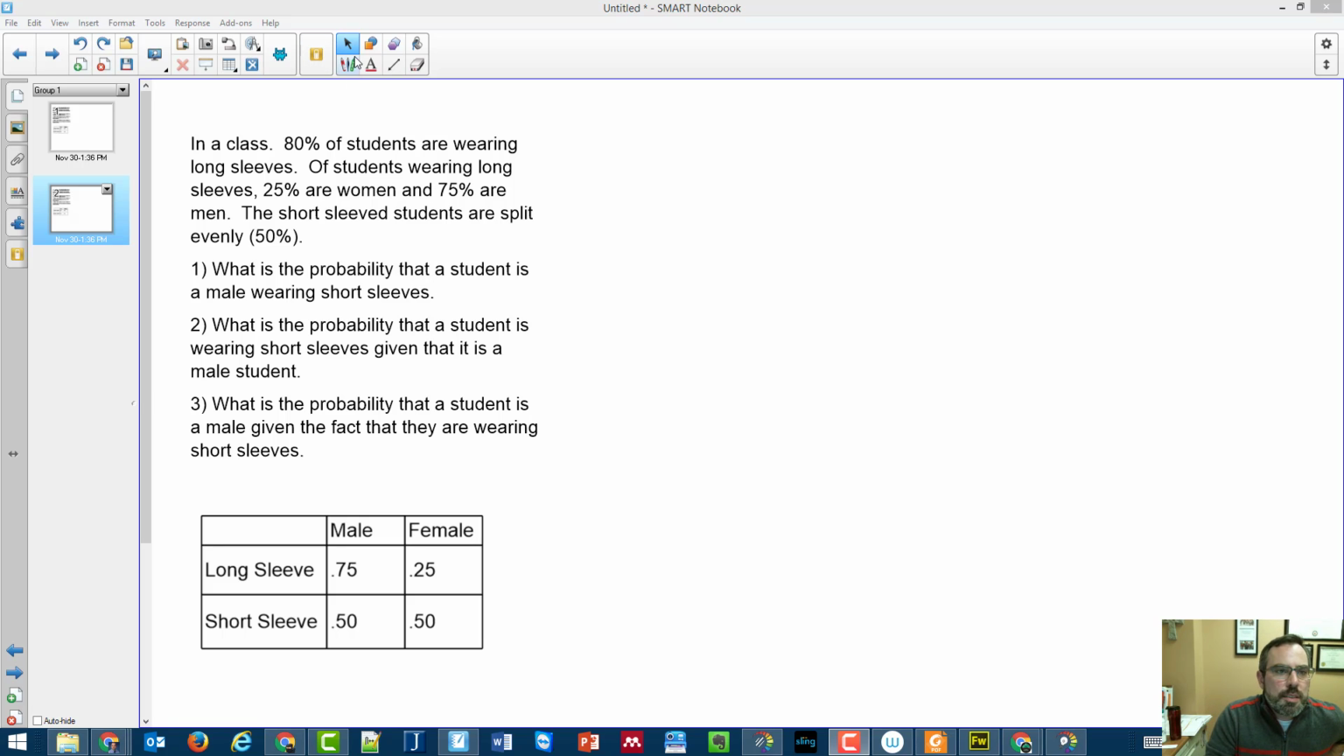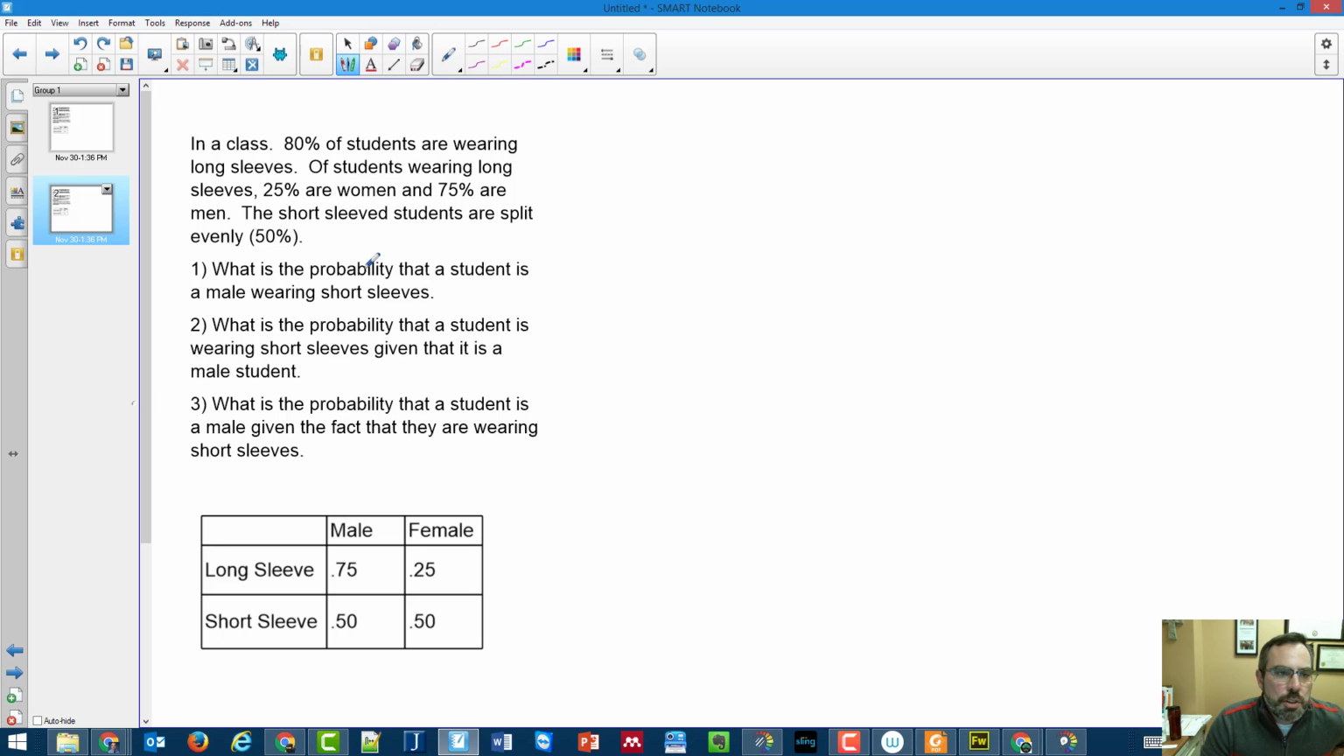Hey everyone, let's take a look at this question with regards to the tree diagrams that we're working on. I want to just take a moment to explain this. I've used some numbers here that I think will make a little bit more sense when we look at the whole picture. So here's the situation.